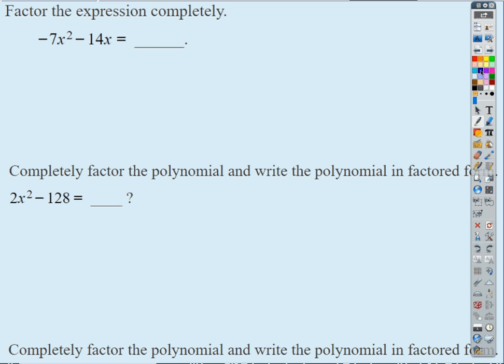Negative 7x. There you go, good. So we're factoring out a negative 7x, leaving us with x plus 2. Very good. Okay, so the key is, and notice all three of these examples, you can't see the bottom one, but they're all examples of factoring quadratics that are binomials. What's a binomial? Two terms, okay, two terms.